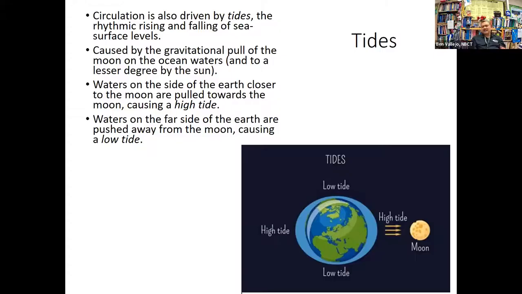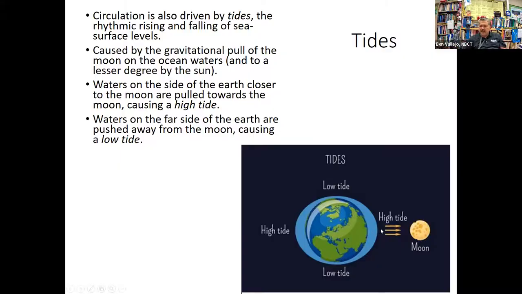The last topic that pertains to this is the tides. The tides are defined as the rhythmic rising and falling of sea surface levels. And we can see in this diagram right here what the tide is due to primarily, and people get this wrong, but it's primarily due to the pull of the moon, as the moon is much closer to the earth than the sun. So when the moon is close, that's when you get a high tide.